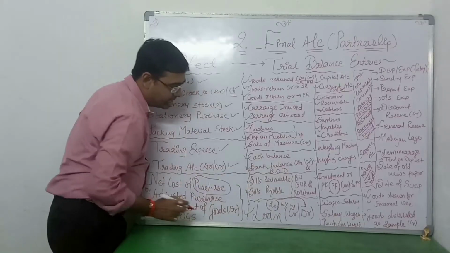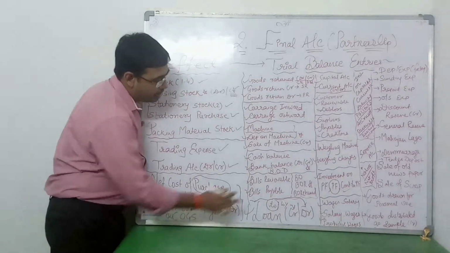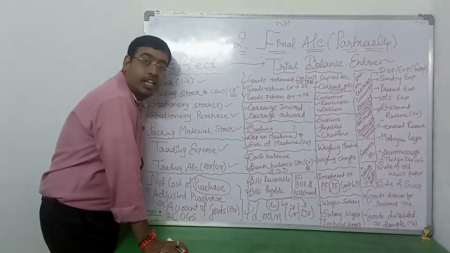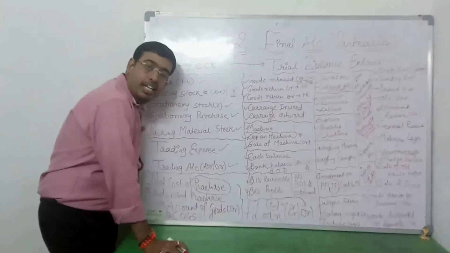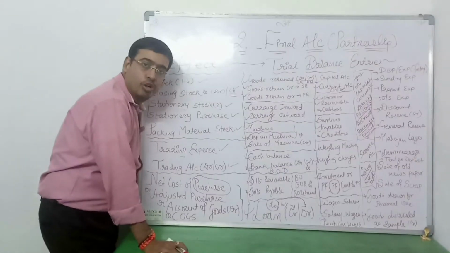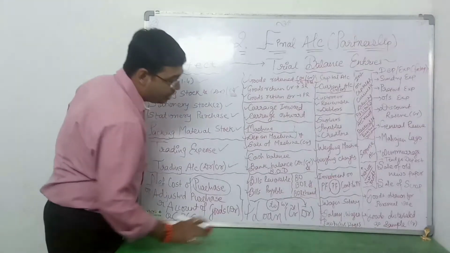Next is BD, BDR and BD return. Now what do you mean by BD? BD means bad debt. Whenever any debtor has not paid you, that debtor amount is converted to bad debt, and bad debt is your loss. So the loss will be written on the profit and loss debit side.